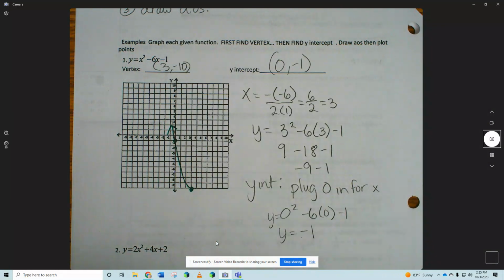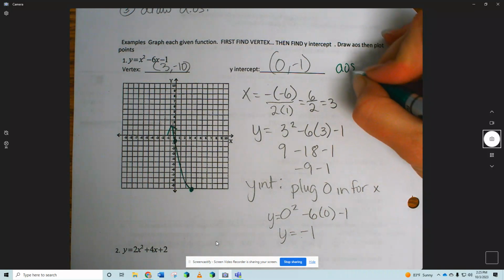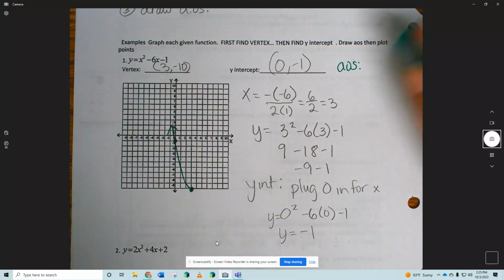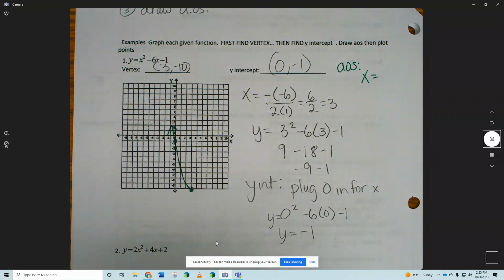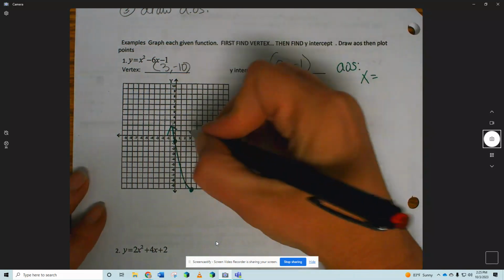Now, step 3, draw your axis of symmetry. What's your axis of symmetry going to be? X equals what? What's the dotted line that cuts it in half going to be? What's the line that's going to cut this in half? X equals what? It's a vertical line. 3. It's right here.